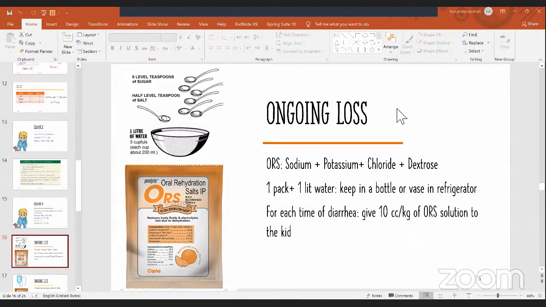The ORS solution. But try not to suggest that to mothers because ORS is not expensive and it's widely available, and it's better to follow the rules that are written on the pack of ORS powder, okay? So that's what you will do.